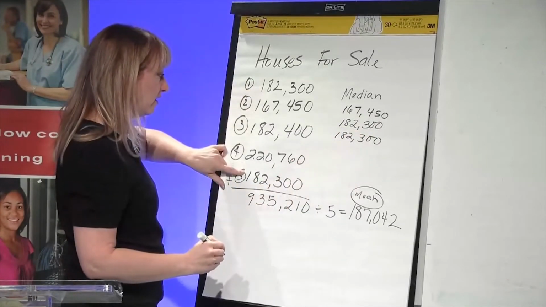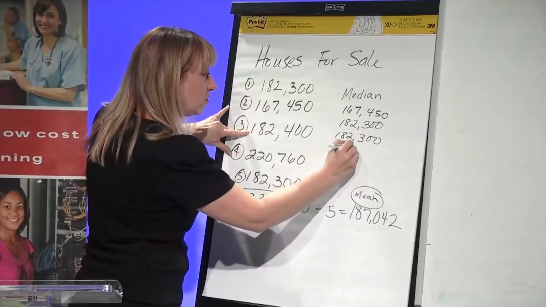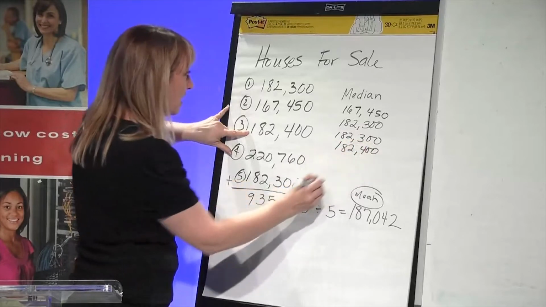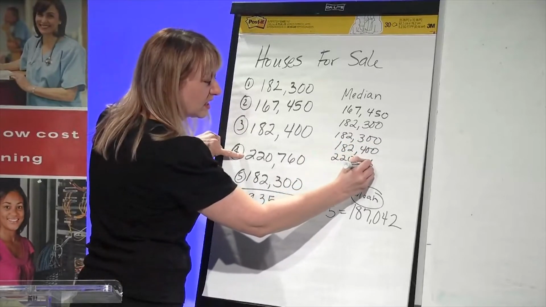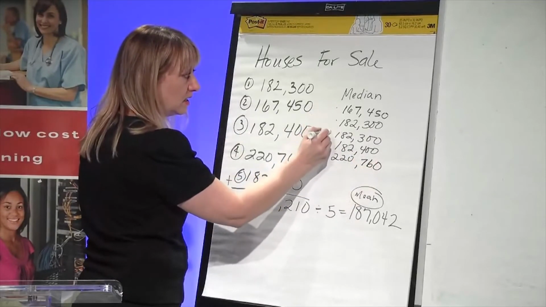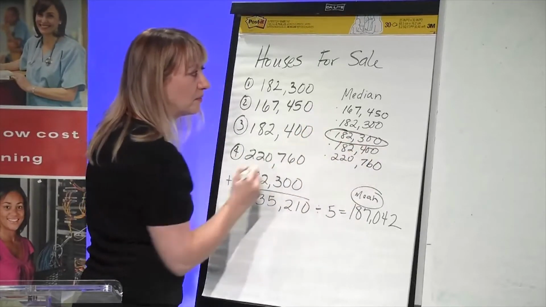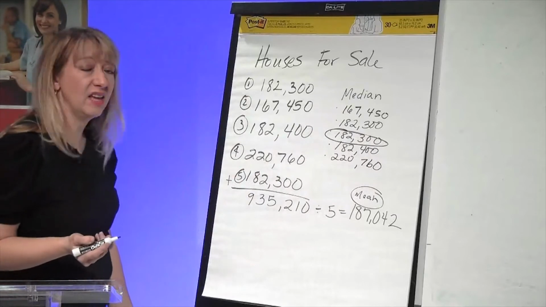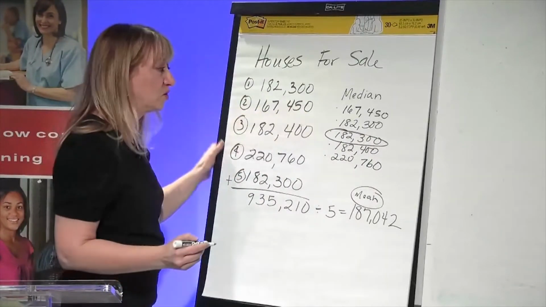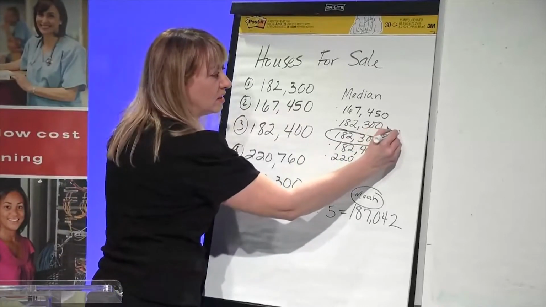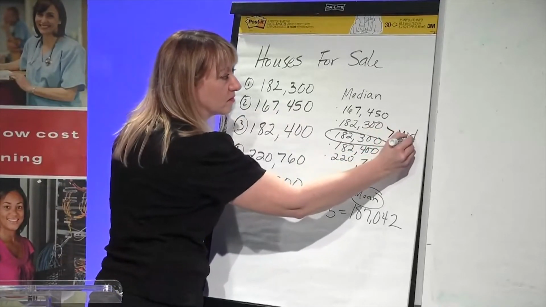And then we have 182,400. And then finally we have this one, 220,760. So our median is this one right in the middle. That's our median. And with this one, you do have a mode because this number appears twice. So this is our mode.